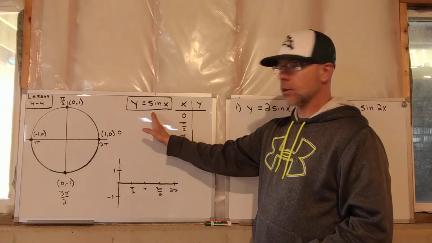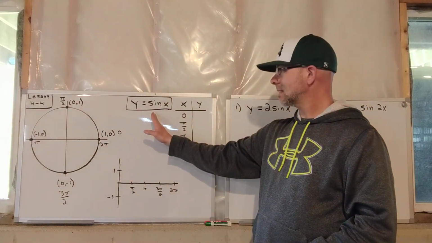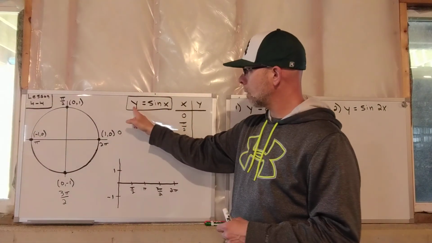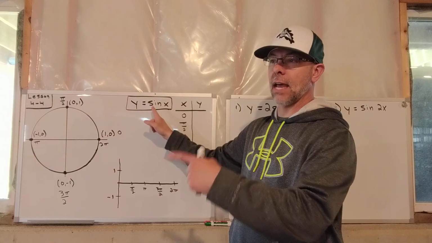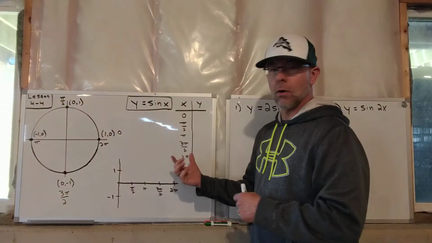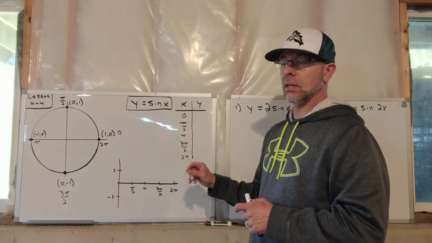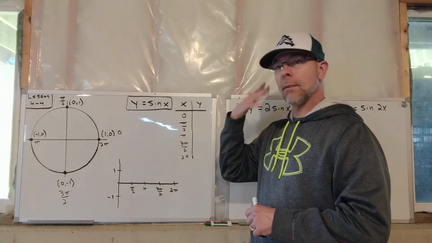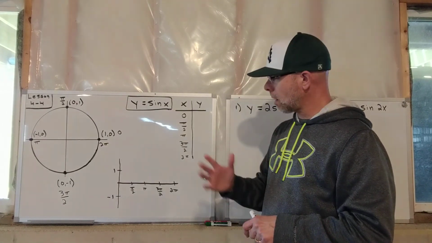The first graph we're going to draw is y equals sine x. X represents the angle in radians. Y represents what the sine of that angle is. We're going to go old school at first, and then we're going to go back to just using common sense. We're going to use patterns and figure out how to draw these.